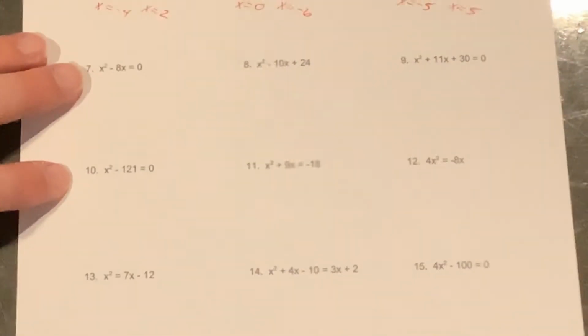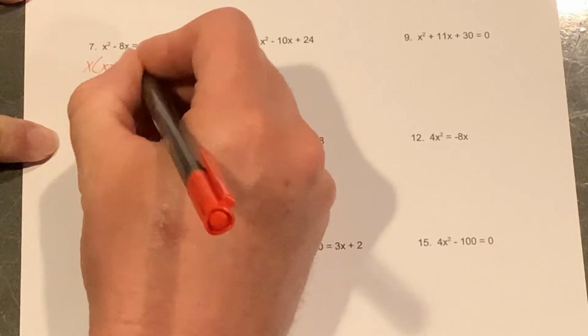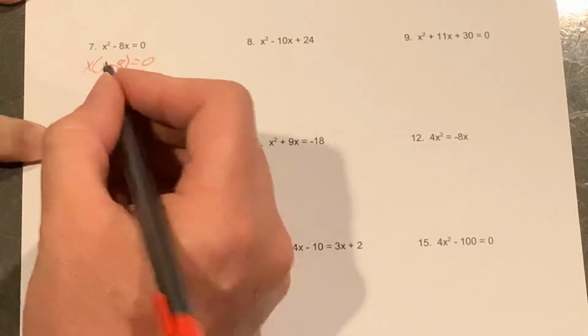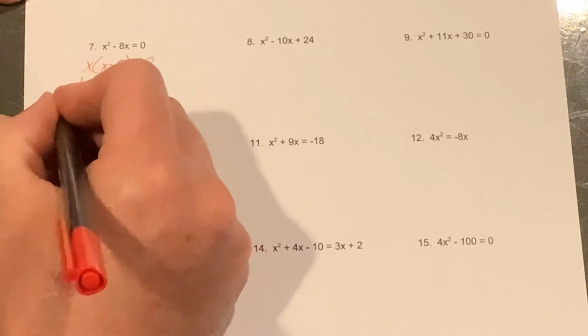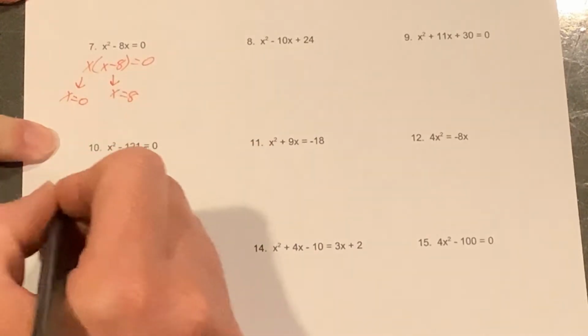7, factor out a common term of an x. Let me slide this up. All right, so we're going to factor an x out of number 7. That's going to leave us with x times x minus 8 equals 0. So if we have a factor of just an x, or a multiple of x, one of our solutions is going to be 0. And this is going to give us a solution of 8.